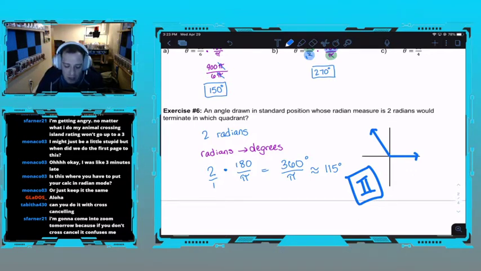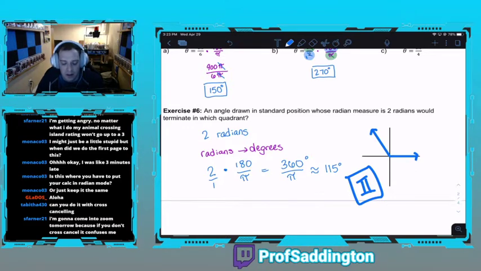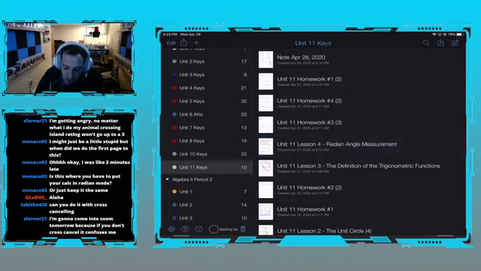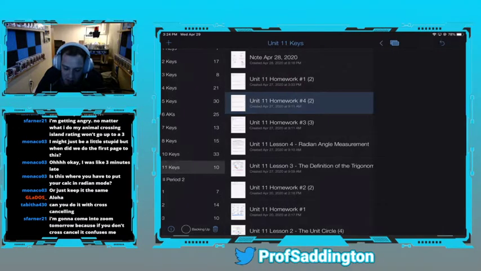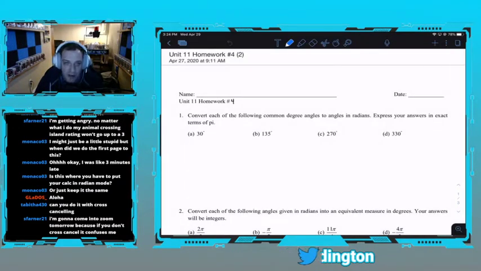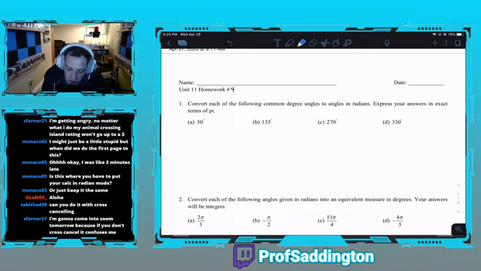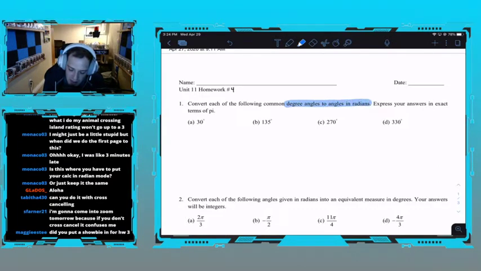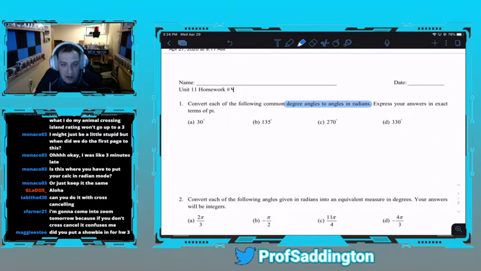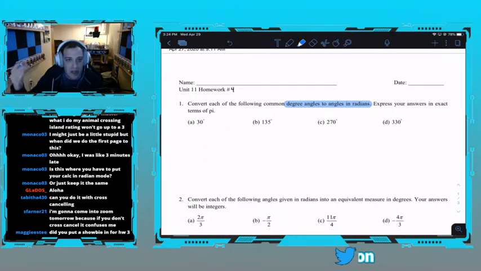If you were to look at your homework assignment for tonight, and if anybody has questions, I'll come back to it. I just wanted to pop up the homework questions. So I'm going to homework number 4. When you go into this homework, I accidentally made it say homework number 3 for some reason. It's supposed to say number 4. The first one tells you to convert from degrees into radians. So that was the first part of the lesson that I just did.